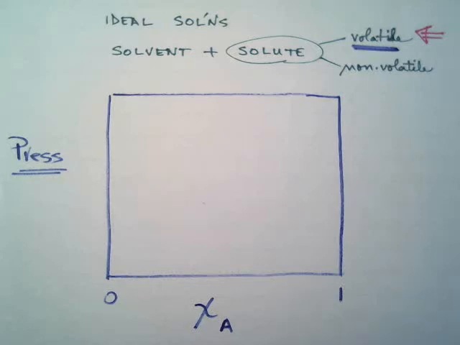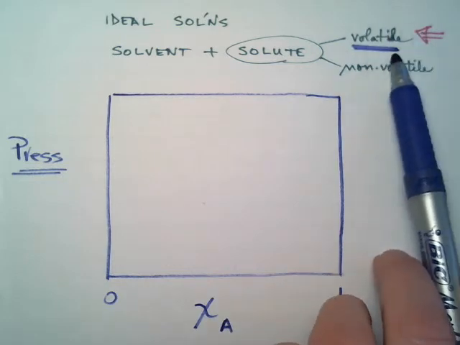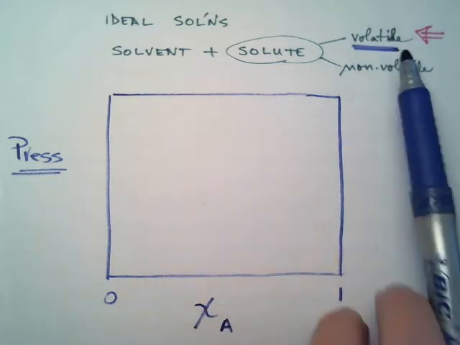All right, let's look at ideal solutions now made with a volatile solute. So, like any solution, I have a solvent and a solute, but this solute is volatile. In another video, we looked at ideal solutions with a non-volatile solute, but this one is volatile. So in that case, I'm really looking at mixing two liquids.